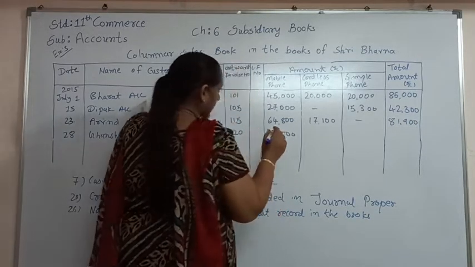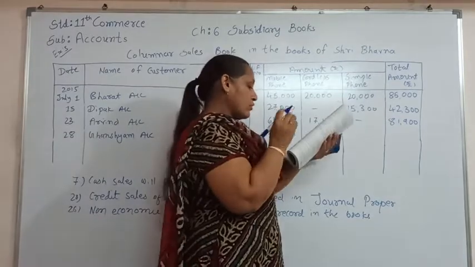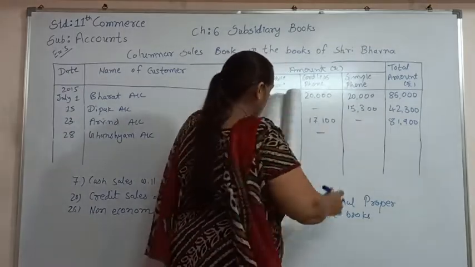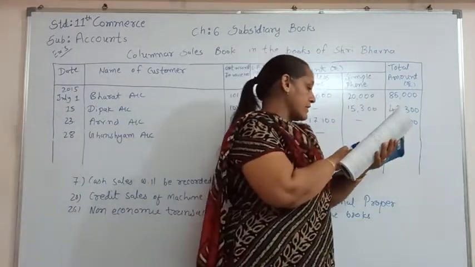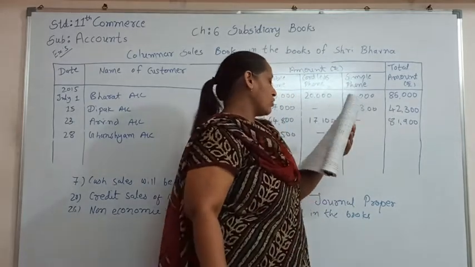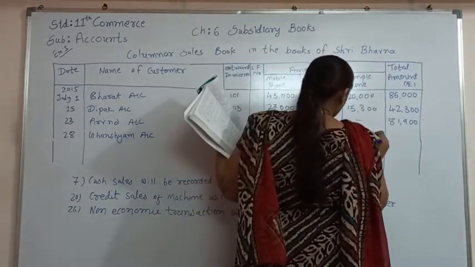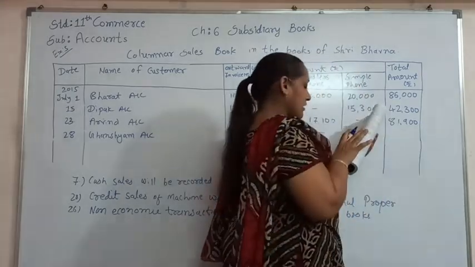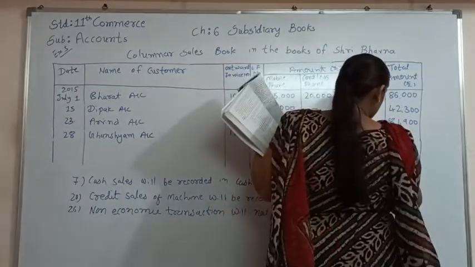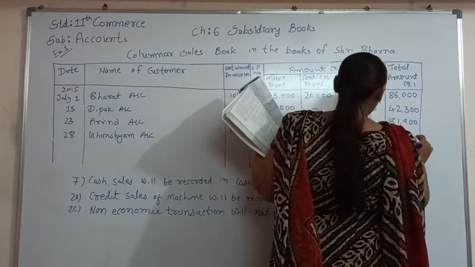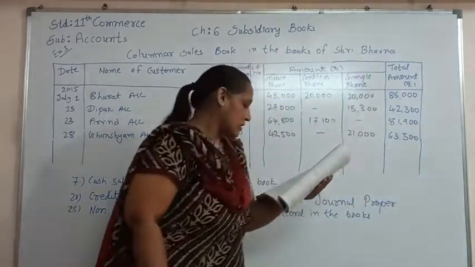And then there is the simple phone. There will be no cordless phone. So the simple phone is 10 at rupees 2,100 each. So that will be 21,000. So here the total of this will be 63,500. So that is the total.